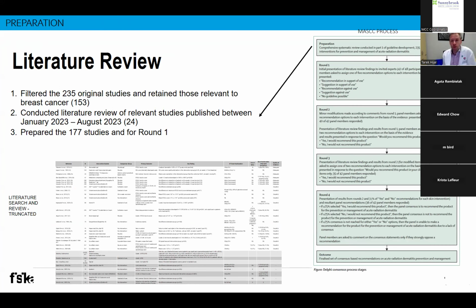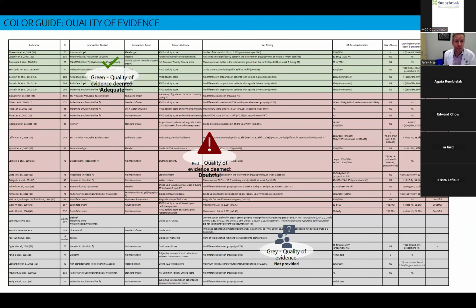So how did we do the literature review? Again, the MASC process is on the right, and we did the same thing. They had already done and published their own literature review, and we continued and updated that review, got all the studies, filtered them for breast cancer, and started analyzing them. You can see here the type of review that was done, quite thorough, where we looked at all the studies for prevention and for management.